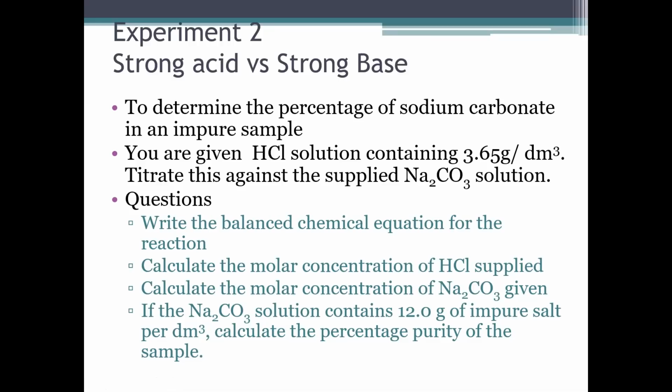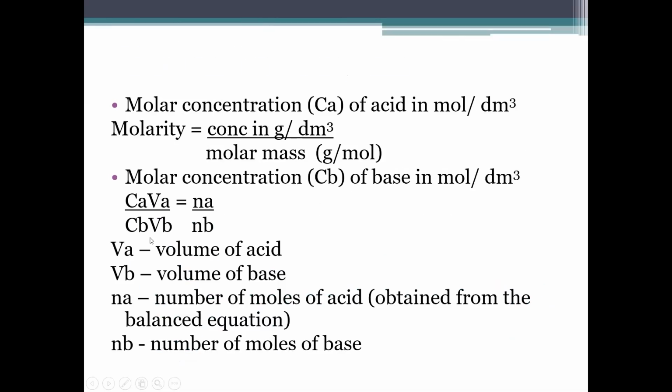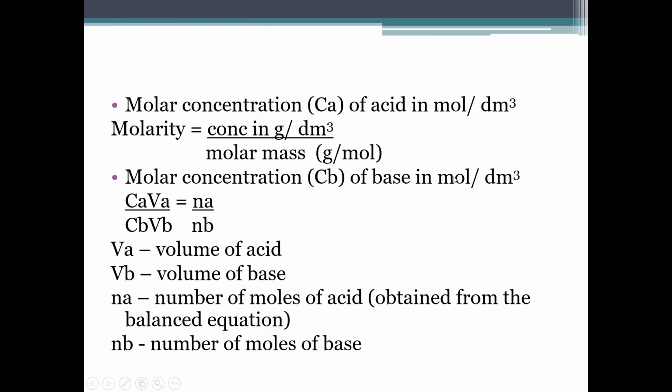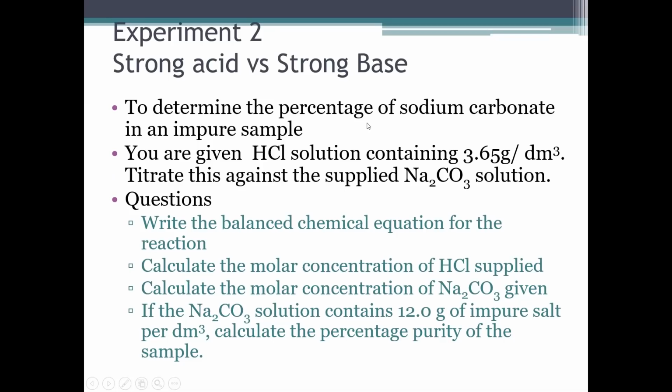NA is the number of moles of the acid from your balanced chemical titration equation, and NB is the number of moles of your base from your balanced chemical equation. So once you do that, your CAVA. So the first one, like I said, is to calculate, I'm not going to give you the balanced chemical equation. You should be able to balance the equation between HCl and sodium carbonate. And like I said, the second step is to calculate the molar concentration.